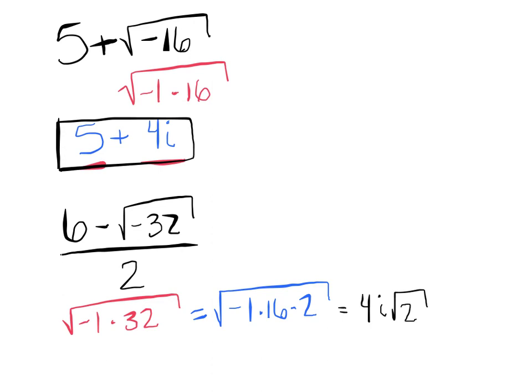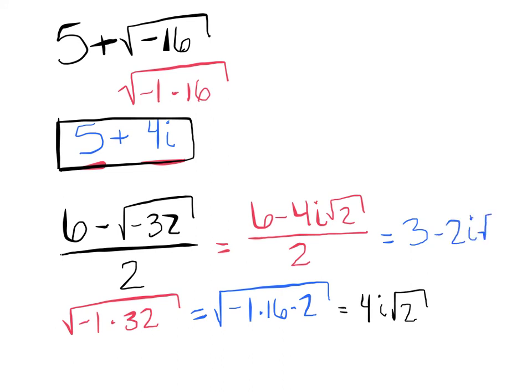Now let's go back to the original problem. I know you forgot about it, didn't you? This is 6 minus 4i times the square root of 2, all divided by 2. We can simplify this a little bit further because 6 is divisible by 2, and so is 4. 6 divided by 2 is 3, so the real part of this number is 3. Negative 4 divided by 2 is negative 2, so the imaginary part is minus 2i times the square root of 2. Now we've finished simplifying our complex number.